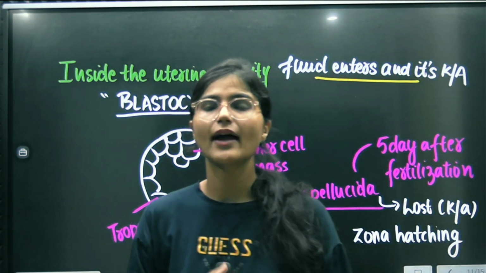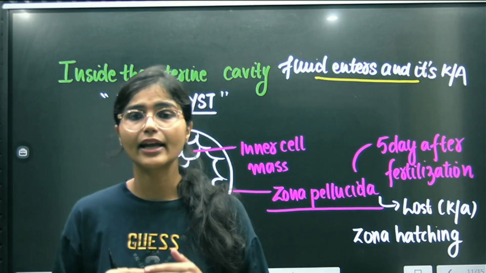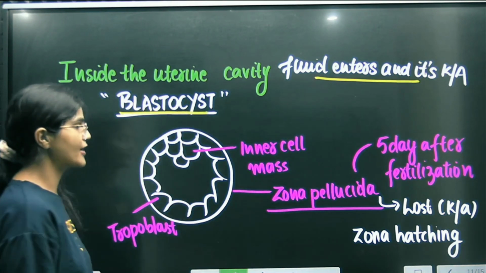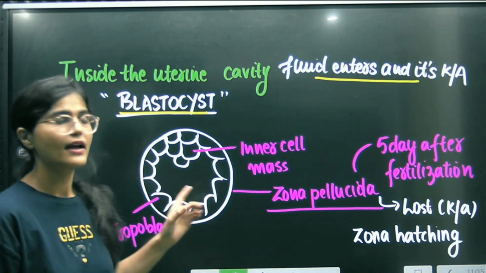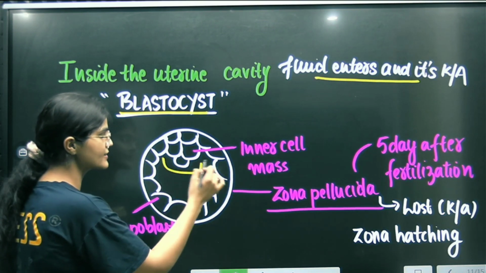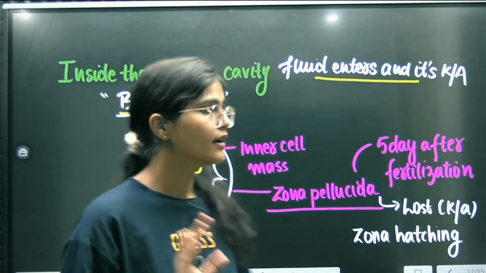जब uterine cavity में enter हो जाता है, then enters the fluid. जो fluid filled cavity बनने के बाद we start to call it as a blastocyst. अब blastocyst में क्या है? Division हो चुकी है in the form of trophoblast on the peripheries, inner cell mass which is this, and a layer which is called as zona pellucida. ठीक है, ये हो गया.